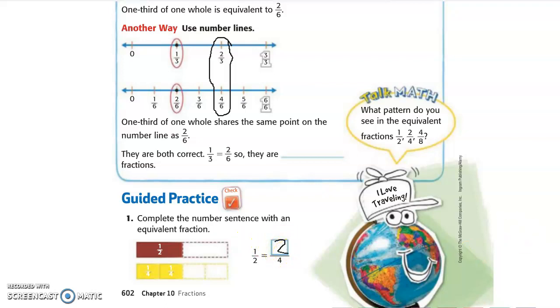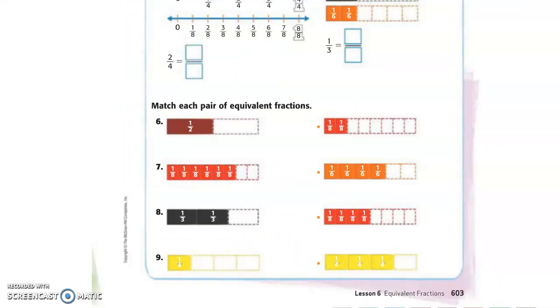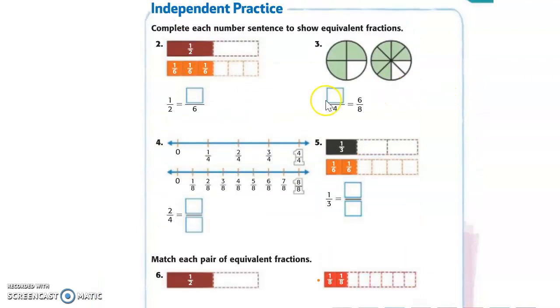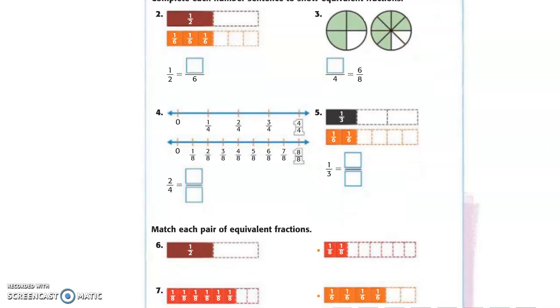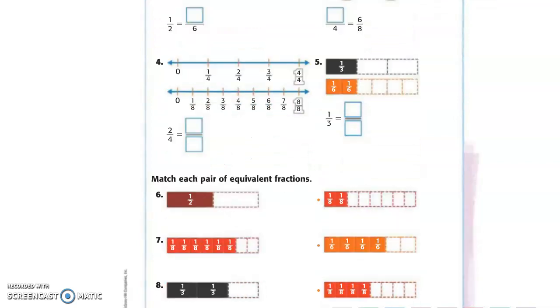So this is what your page is going to look like today. You have some number lines. You have pictures. In the pictures you can see they're the same size. They're the same amount that's missing. There's just more lines that have been drawn in here. So you'll have your pictures to help you in determining what is equivalent.